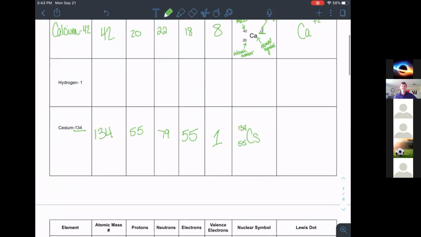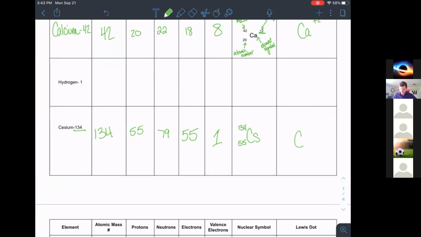All right. And then my Lewis dot structure. How do I draw that again? CS in the middle. CS in the middle. And then how many? 1 dot on the top. 1 dot on the top. Perfect. Are there any questions on what you guys should be doing? Do you guys think you can do the rest?